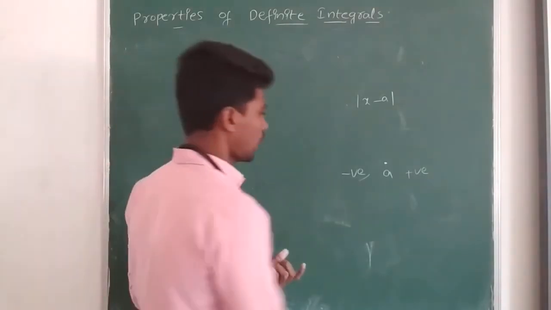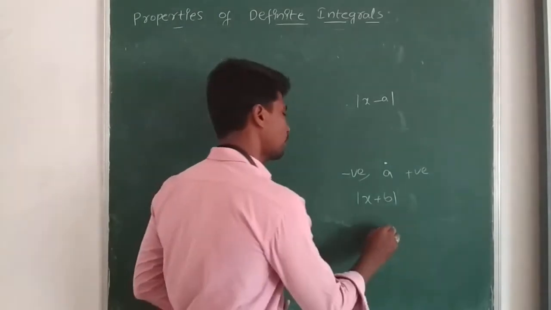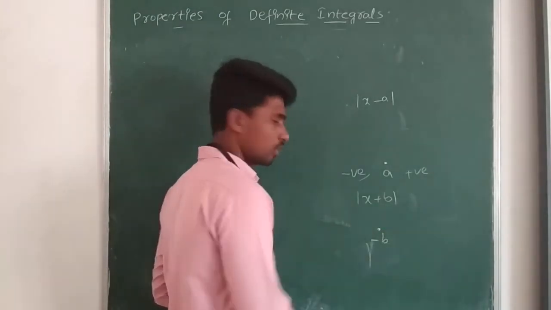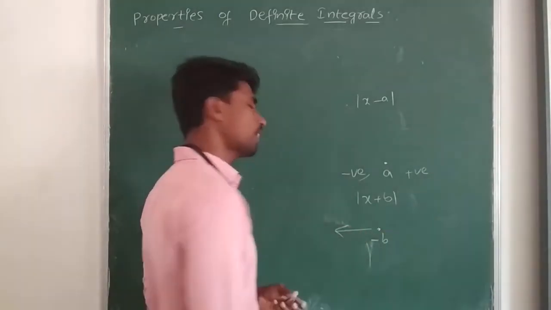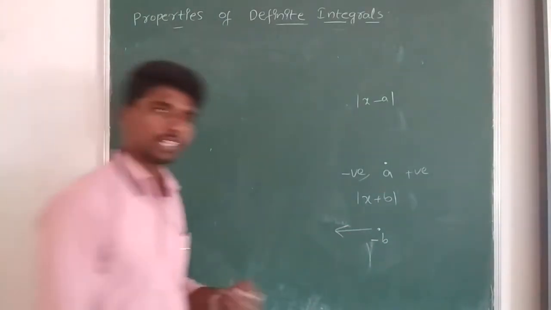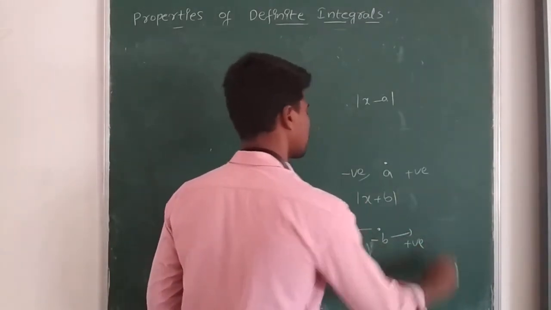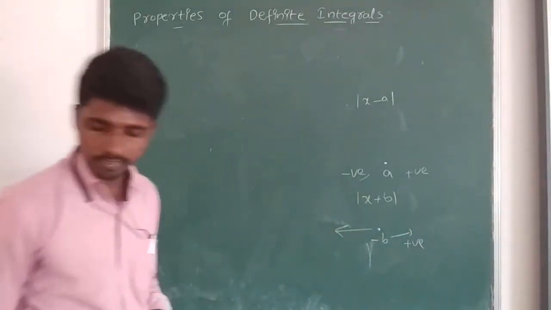Suppose I have considered x plus b, so its point of discontinuity is minus b. If I consider the values which are lesser than minus b, it behaves as a negative function. And if I consider any values more than minus b, it behaves as a positive function. So now let me go with some example.